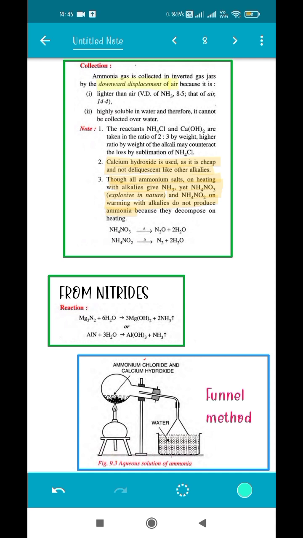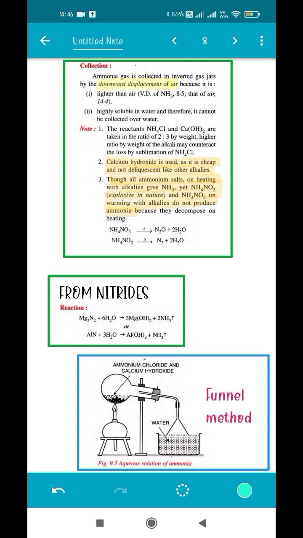Now the next method is preparation of ammonia from metal nitrides. This is a very costly process because metallic nitrides are quite expensive. So let's see what the reaction is. Magnesium nitride, Mg3N2, will react with warm water. It is not just simple water, it is warm water. It will produce magnesium hydroxide and ammonia gas will be released. The same experiment can be done by using aluminium nitride also. So AlN plus H2O will give you aluminium hydroxide and ammonia gas will be released. But this method is not generally preferred.